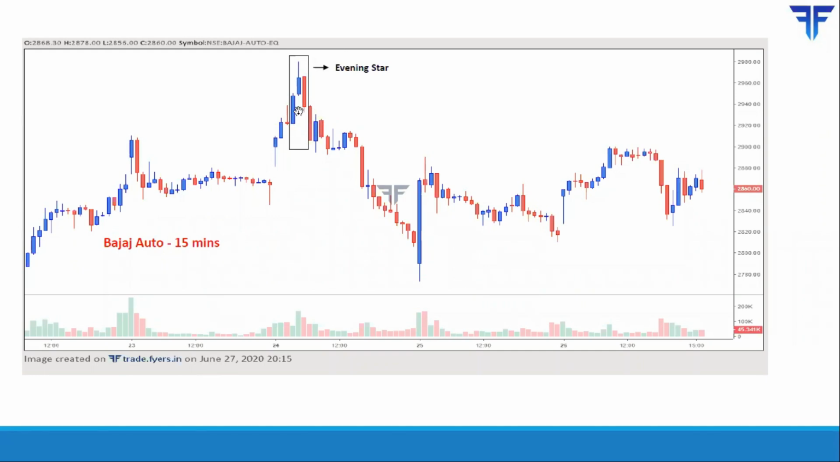The first is a tall bullish candle. The second is a bullish candle, which is not ideal, but still it qualifies for the evening star pattern, because the body of the second candle is above the body of the first candle. And again, the third candle opened in the vicinity of the second candle. It opened near the closing price of the second candle, and then it fell sharply during the day.